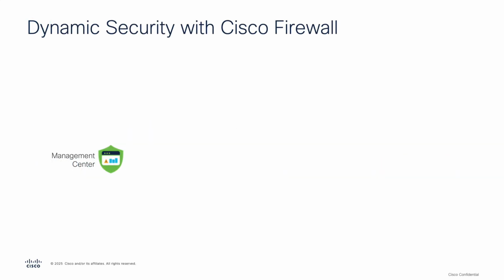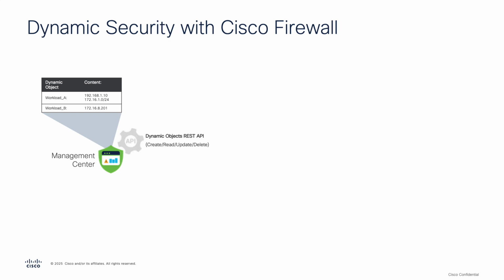As data centers become more agile, security must keep up. Traditional manual updates to object groups just don't scale. That's where dynamic attributes come in, providing real-time visibility and control across your network.